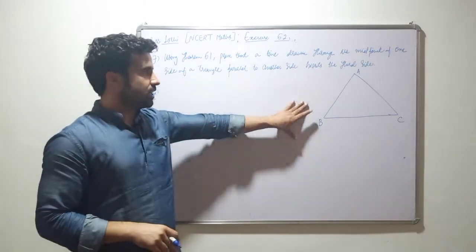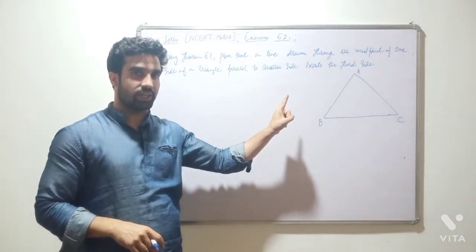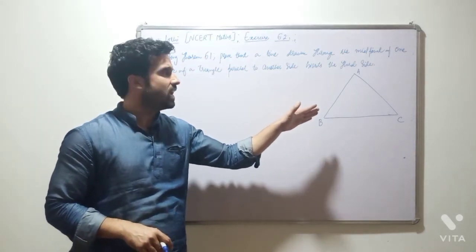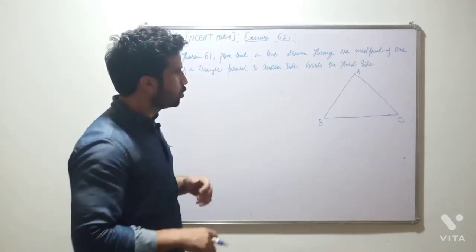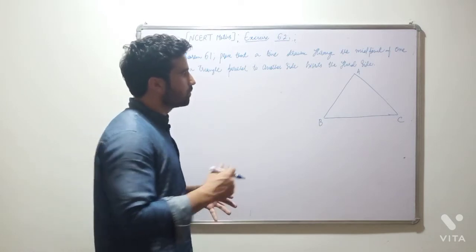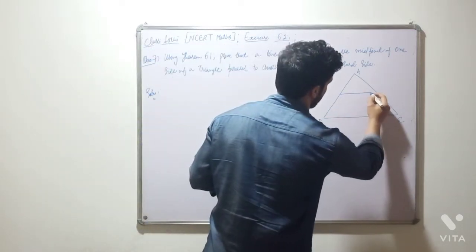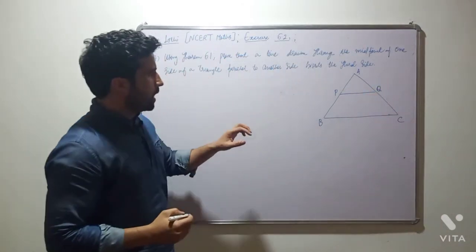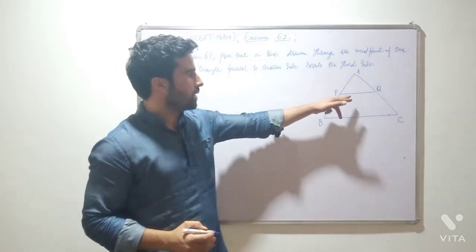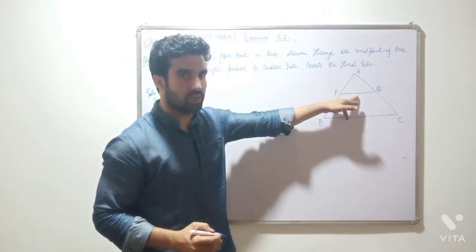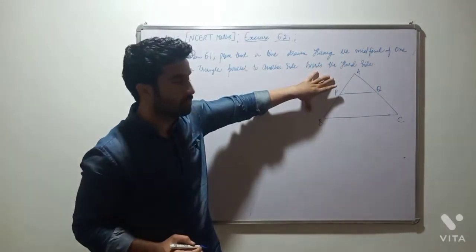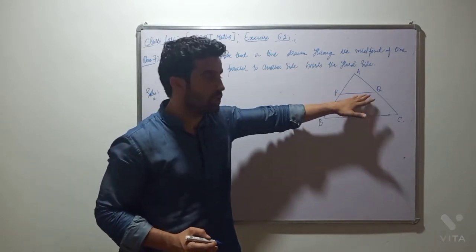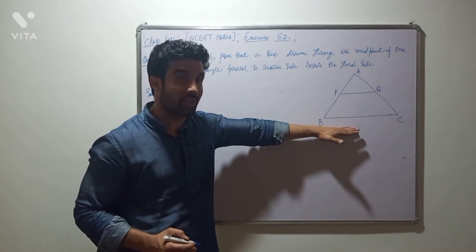Now in this triangle ABC we will consider a line. We draw a line through the midpoint of one side, and let us suppose that the line is PQ. This line PQ has been drawn through the midpoint P of AB, and it is parallel to BC, the other side.